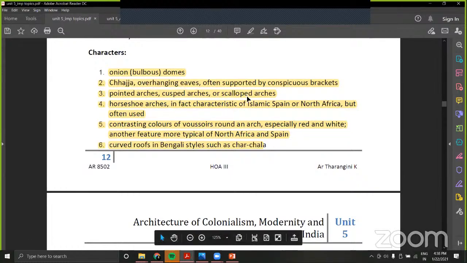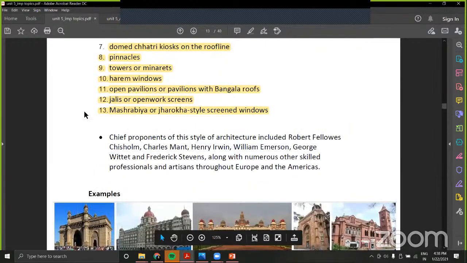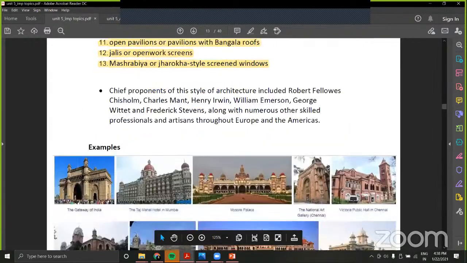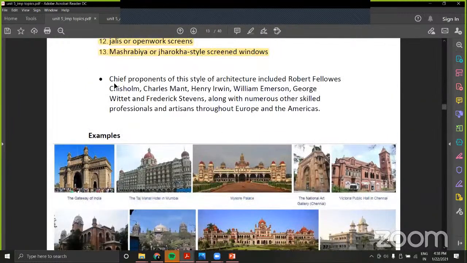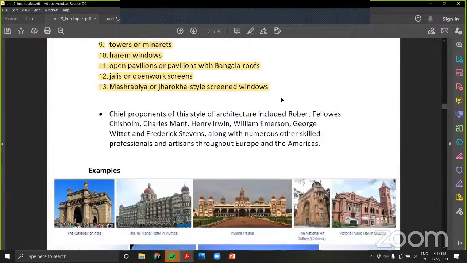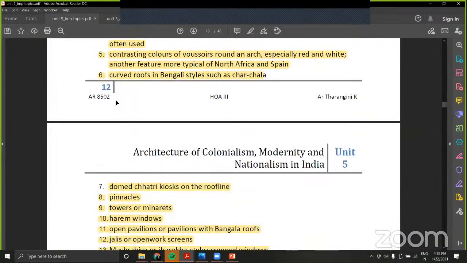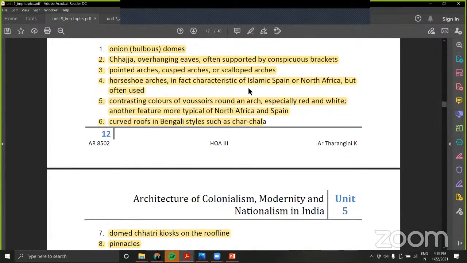Pointed arches, cusped arches, or scalloped arches. As you can see here, these are pointed arches and scalloped arches and all that. Horseshoe arches are in fact characteristic of Islamic Spain or North Africa, but often used. Contrasting colors of voussoirs around an arch, especially red and white, are another feature more typical of North Africa and Spain. Curved roof in Bengali style, such as chauchala.